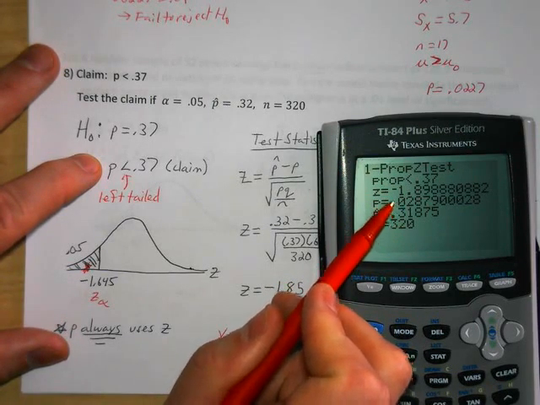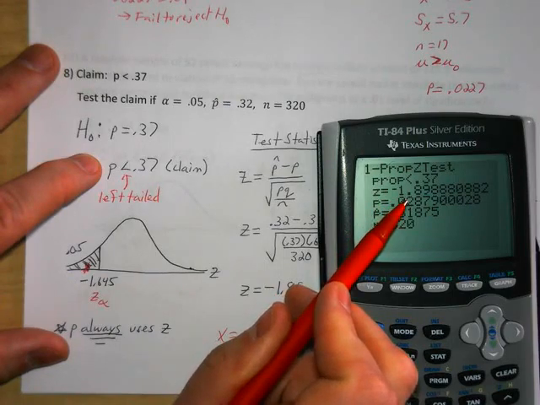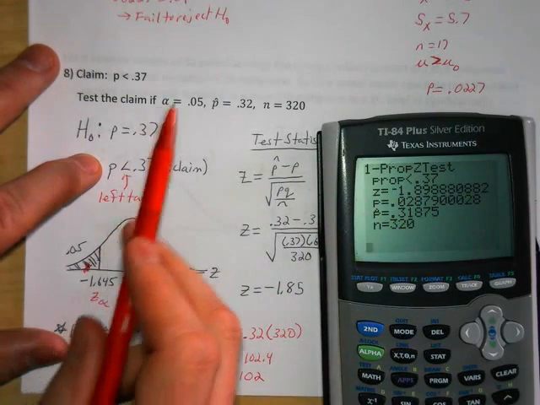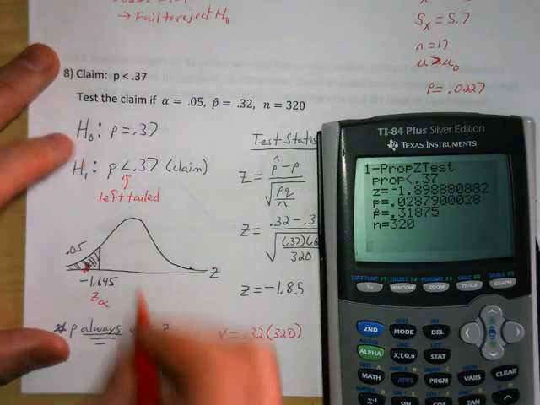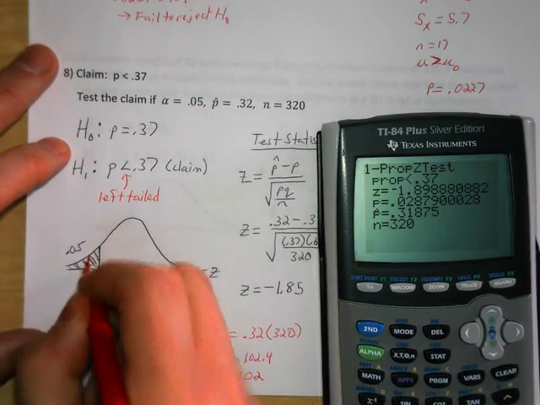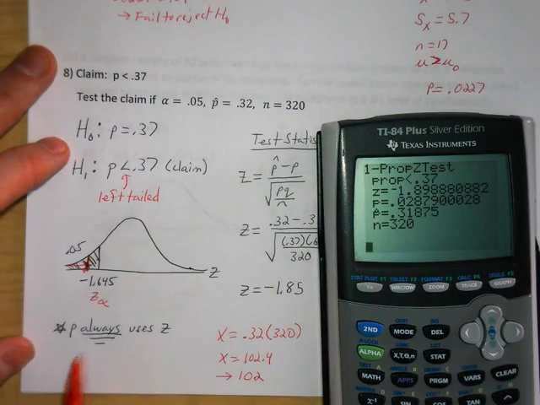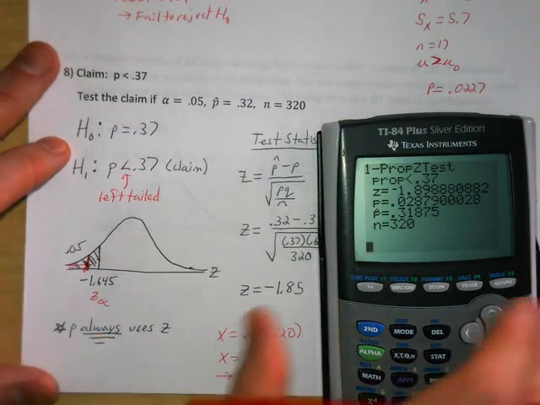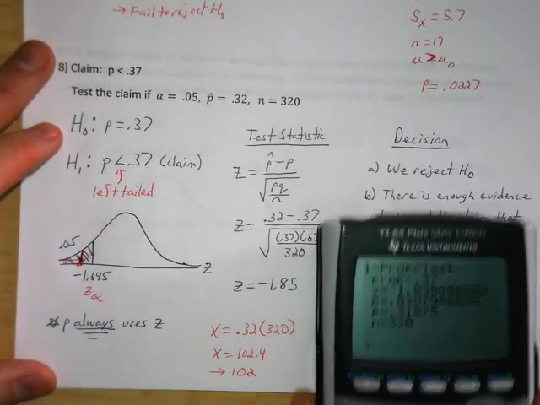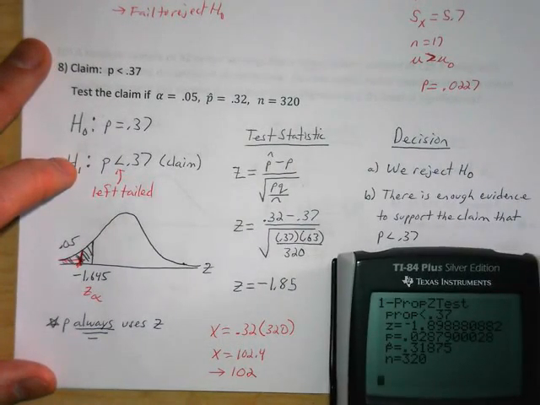But again, notice we have 0.02879 for our p-value, and that is less than alpha's 0.05. So basically saying from here to the left is our 0.0287, and we're in the rejection region for H0. So the decision is the same. We reject H0, which means there's enough evidence to support the claim.